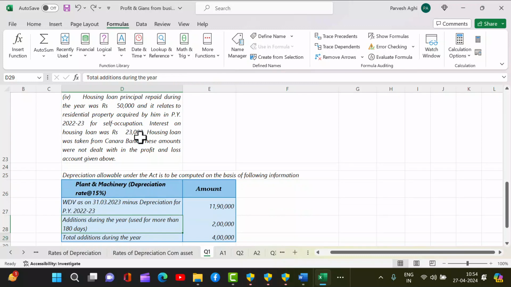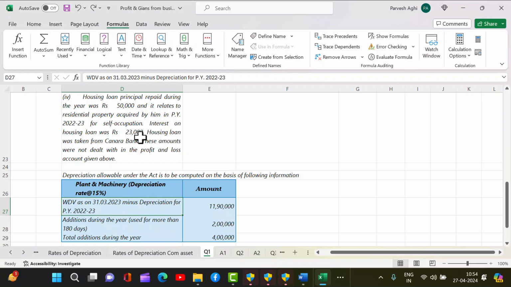Read this. Depreciation allowable under the Act is to be computed on the basis of the following information. So this is the depreciation as per income tax. What is the depreciation as per income tax? Plant and machinery 15%. So what is the written down value at the beginning of the year?